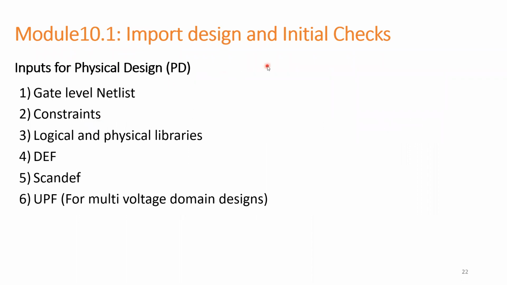So inputs for physical design. These are all the inputs required for starting the physical design process. Gate level netlist we need, constraints we need. The gate level netlist and constraints will be given by the synthesis team. Logical and physical libraries will be given by vendors. The vendors can be TSMC, Samsung, Intel, UMC, any foundry. The vendors will give the logical and physical libraries for each and every standard cell.